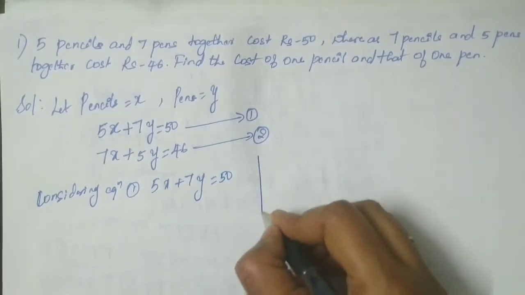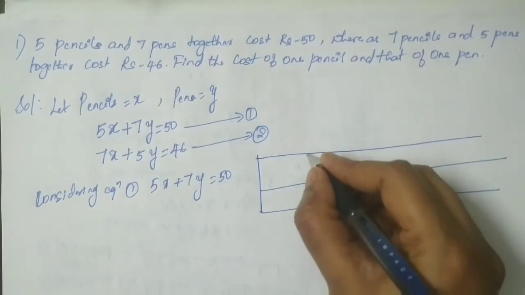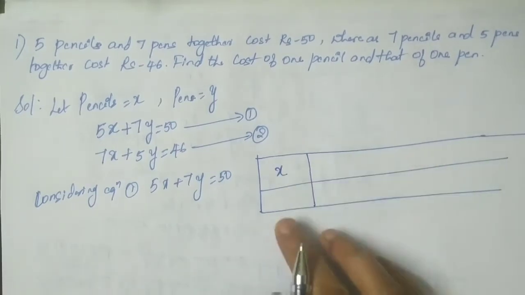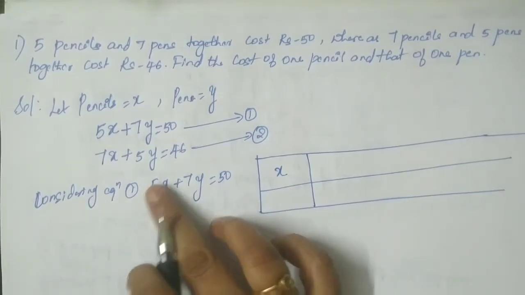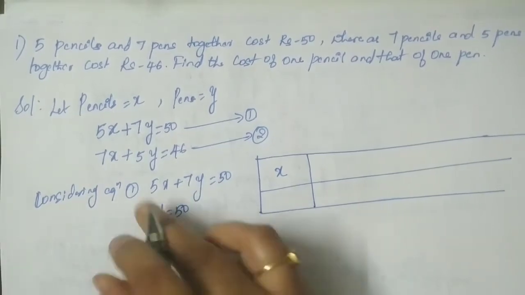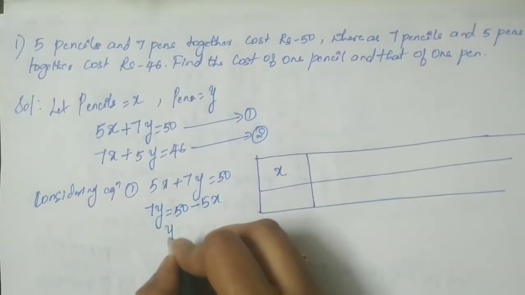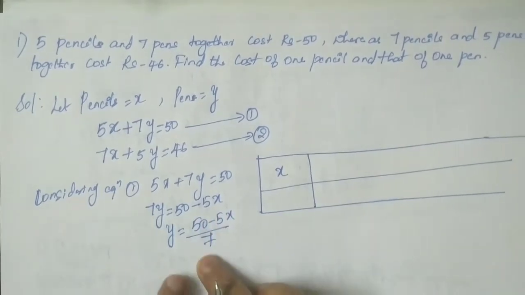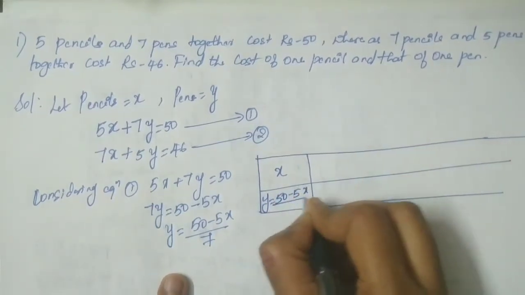You are supposed to take a table where you consider 2 rows. Columns depend on how many values of x you are going to take. So the first entry will be x. For the second entry of your table, you have to rewrite your given equation with y in terms of x. So I have 7y is equal to, shifting that positive 5x to the other side, we get minus 5x. So 7y is equal to 50 minus 5x. I need only y, so y is equal to 50 minus 5x divided by 7. That you will take in the second row.